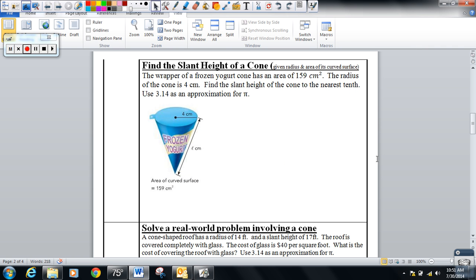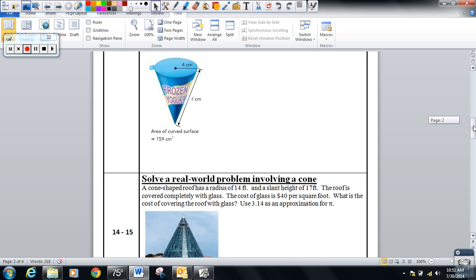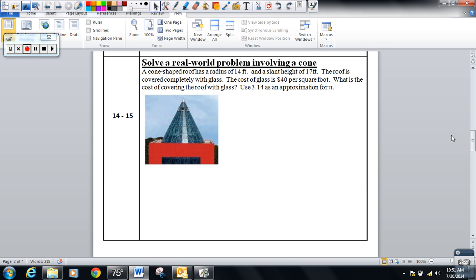Our last one here, obviously, is still involving a cone. It says a cone-shaped roof has a radius of 14 feet and a slant height of 17 feet. The roof is covered completely with glass. The cost of the glass is $40 per square foot. What is the cost of covering the roof with glass? Use 3.14 as an approximation for pi.